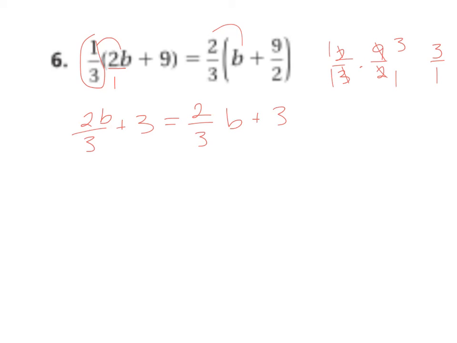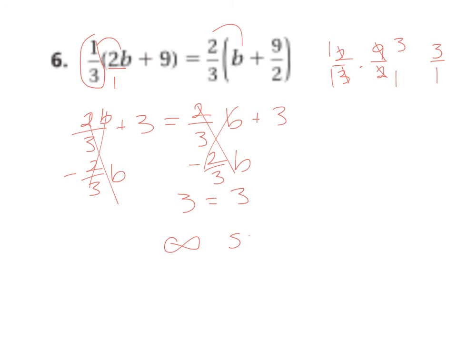So this is going to be an infinite, but what we can do is we can minus 2/3 b from both sides. We get 3 is equal to 3. So remember, if it's not a true statement, it's no solution, but it is a true statement, so it is infinitely many solutions.